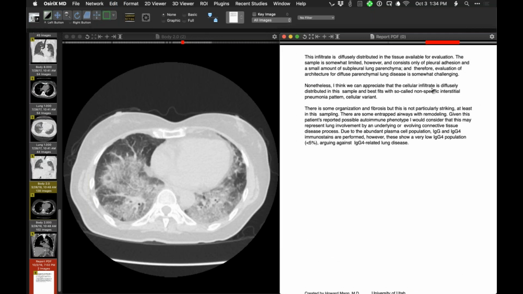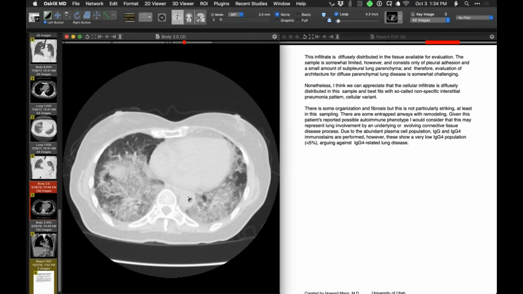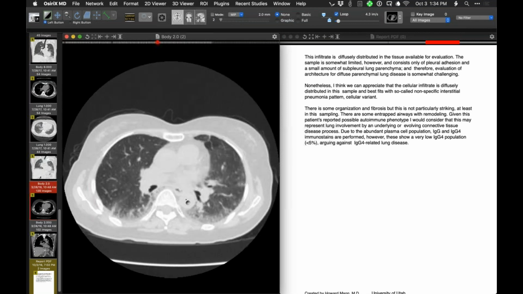So there is a diffusely abnormal cellular variant, some organization and fibrosis, but not particularly striking, going along with the CT findings. The pathologist, of course, thought about a connective tissue disorder, and because of plasma cells, they also evaluated for the possibility of IgG4 related disease, which is not present. So a really nice correlation between this pathologic description and the imaging findings we see. So at this point, idiopathic cellular nonspecific interstitial pneumonitis.